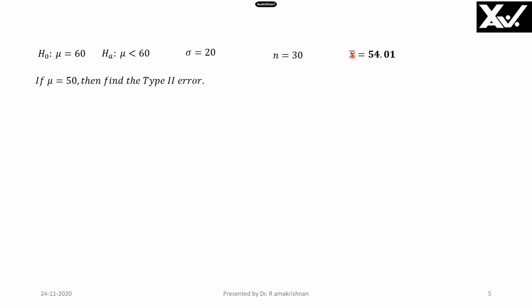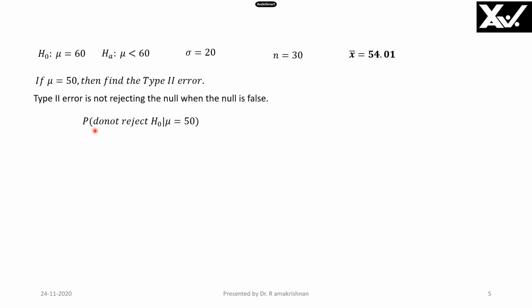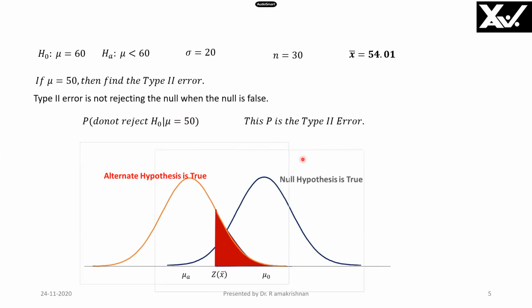Now, the critical value we have found out to be 54.01 for a 5% significance level. Suppose the claim is that the mean is not 60 but 50, then we'll have to find the type 2 error. Type 2 error is not rejecting the null when the null is false. That is, do not reject the null when mu is equal to 50, not 60, right? So this is type 2 error.